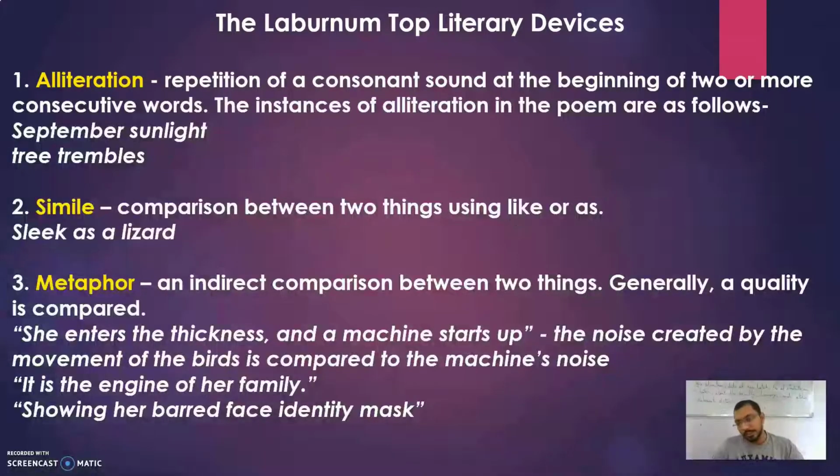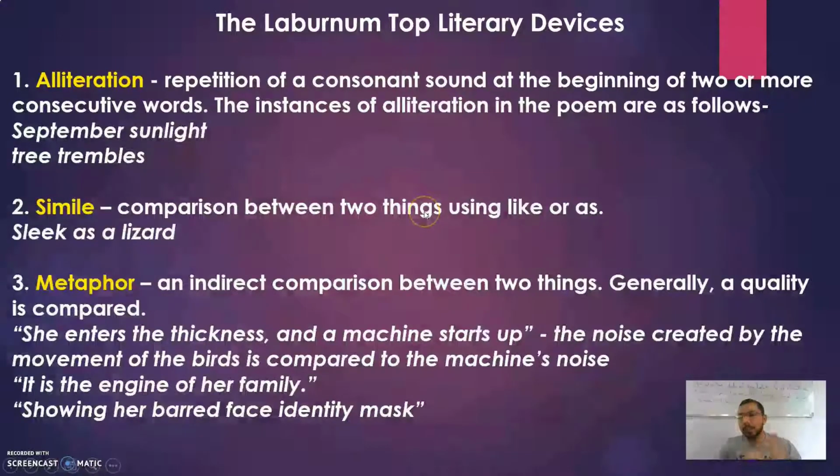Now we come to the literary devices which are used in the chapter. The first literary device that is used is alliteration. Alliteration: when two closely related words start with the same alphabet, that is known as alliteration. It is the repetition of a consonant sound at the beginning of two or more consecutive words. The instances of alliteration in the poem are as follows. September sunlight, S S, they both start with S. Tree trembles, both start with T, that is alliteration.